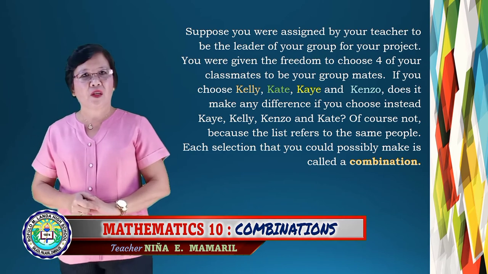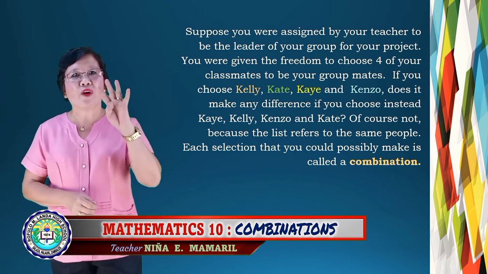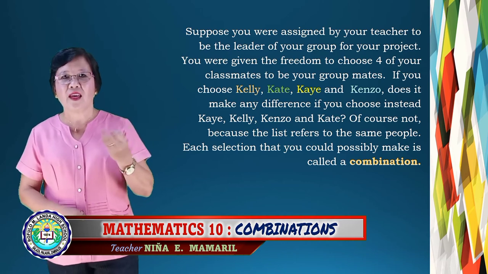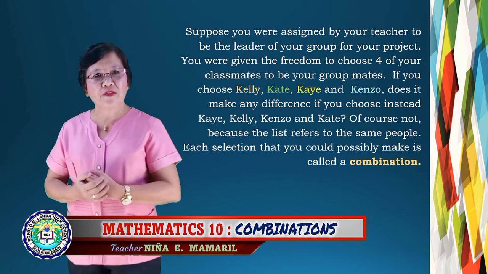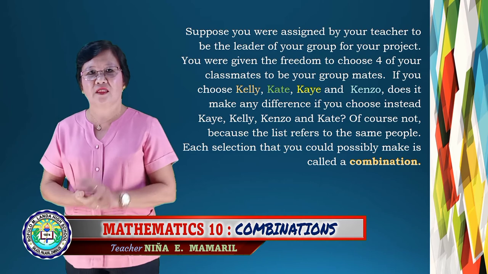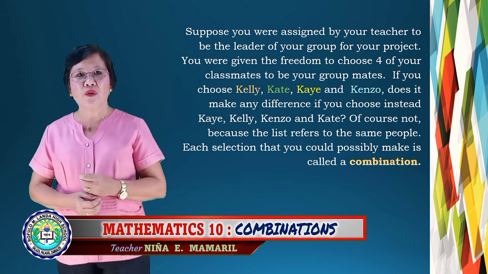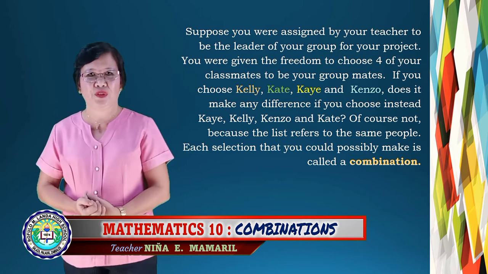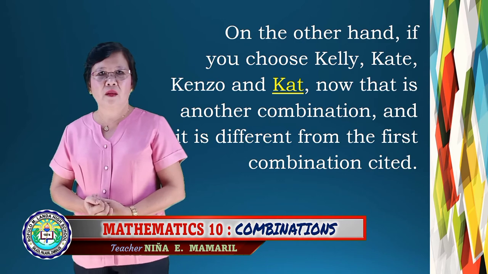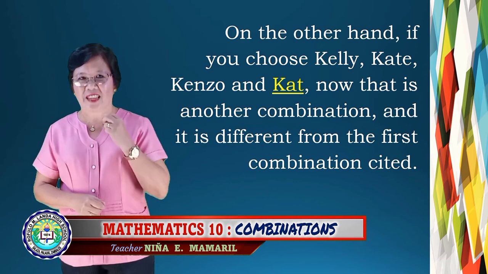Suppose you were assigned by your teacher to be the leader of your group for your project. You are given the freedom to choose 4 of your classmates to be your group mates. If you choose Kelly, Kate, Kay, and Kenzo, does it make any difference if you choose instead Kay, Kelly, Kenzo, and Kate? Of course not, because the list refers to the same people. Each selection that you could possibly make is called a combination. On the other hand, if you choose Kelly, Kate, Kenzo, and Kat, now there is another combination. And it is different from the first combination cited.